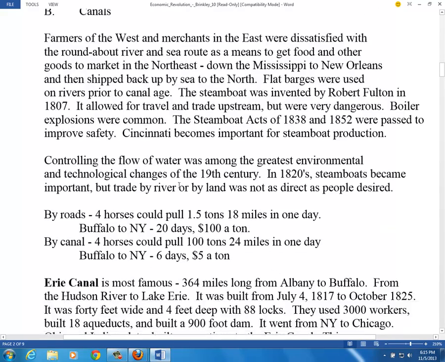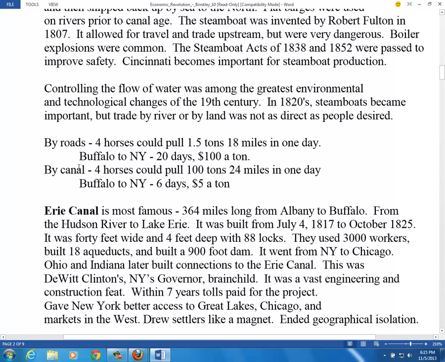Like, just for example, with the canal system. Just look at this comparison. By road, it would take 4 horses. They could pull 1.5 tons, 18 miles a day. So you load everything up on the wagons, and those horses on the roads can take 1.5 tons of product, and they can only go 18 miles.